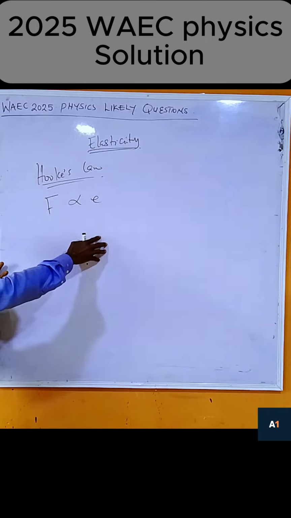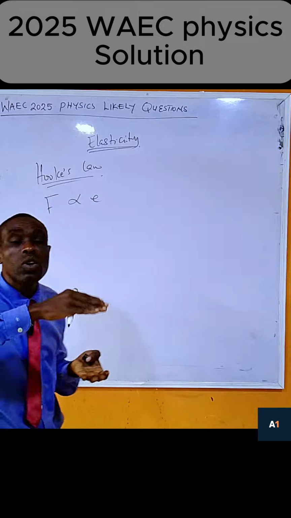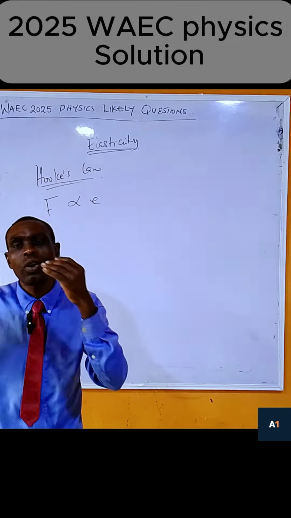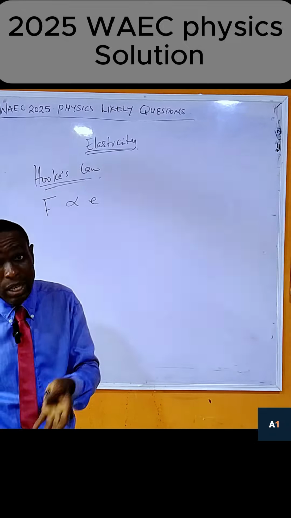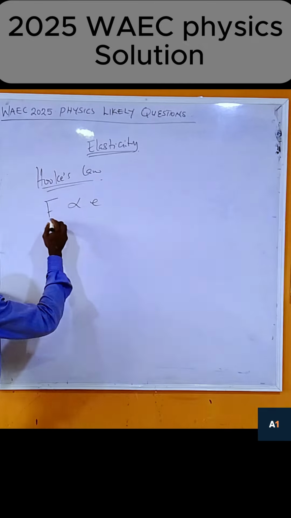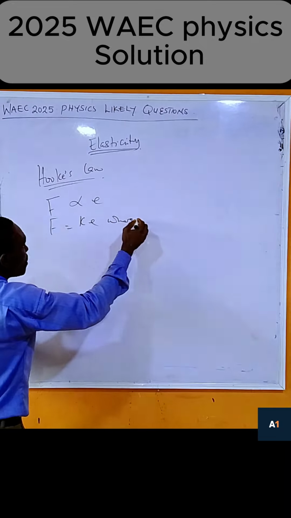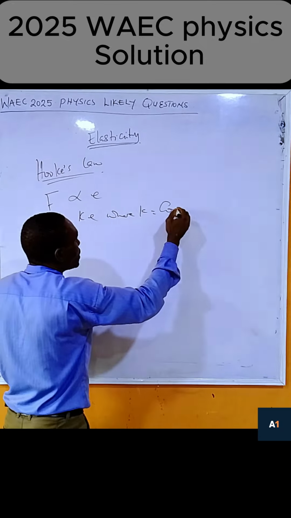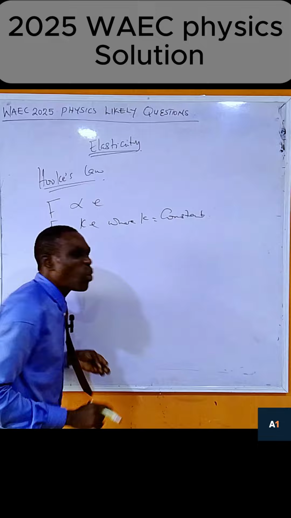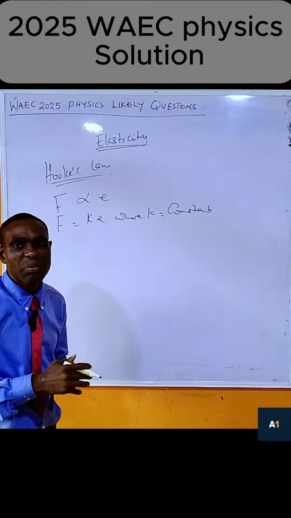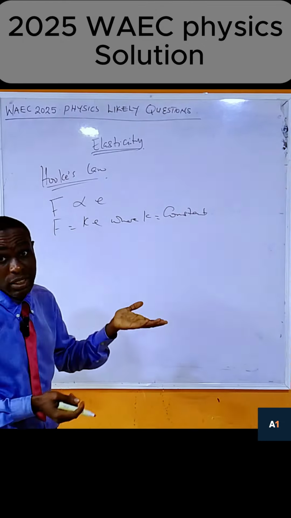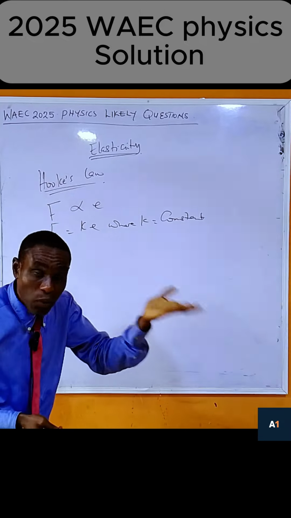Now, this is proportionality. Before it can become an equation, there must be what? A constant of proportionality. That constant is called K, so F is equal to KE, where K is the constant, which is called stiffness. We call it stiffness or force constant. Either you call it stiffness or force constant.